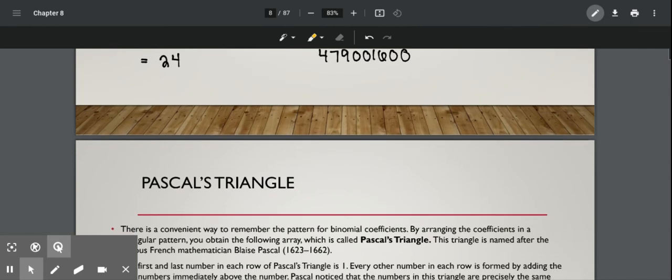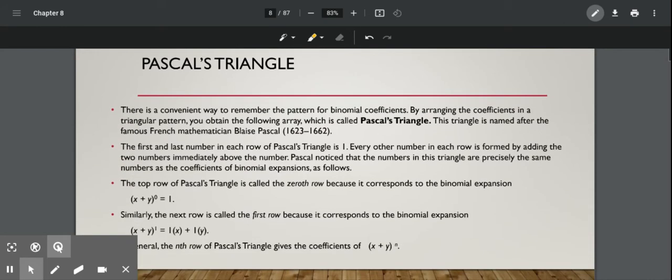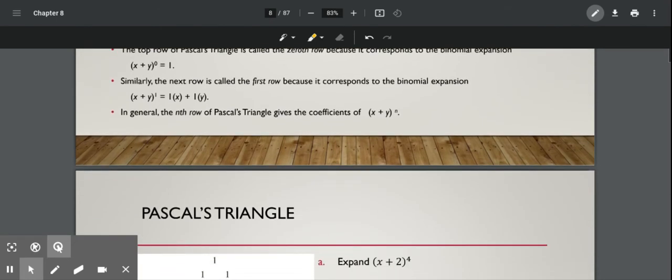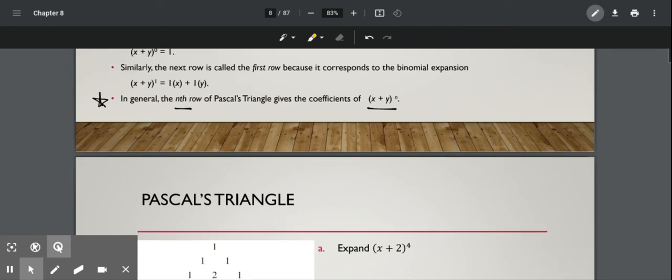So moving on to Pascal's triangle, and this is the last thing that we're going to talk about today. Pascal's triangle is the tool that we use to help us expand binomials. And it will also help us when we get into the permutations and the combinations with the probability. So in general, this is the rule here: the nth row of Pascal's triangle gives you the coefficients of x plus y to the n. But you're not always going to have this nice x plus y to the n. So we're going to work our way through expanding.